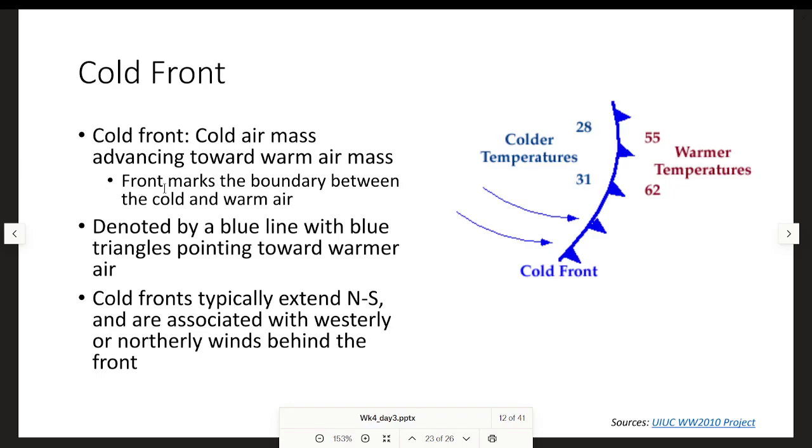This front marks the boundary between the cold and warm air. Said that a lot in this PowerPoint. It's denoted by a blue line with blue triangles pointed towards the warmer air. Cold fronts typically extend north to south and are associated with westerly or northerly winds behind the front. So it's just cold air coming from the poles or coming from the west. You have this cold air, and you have warmer air that's moving. It's southerly, so the air changes direction between the warm front and the cold front.